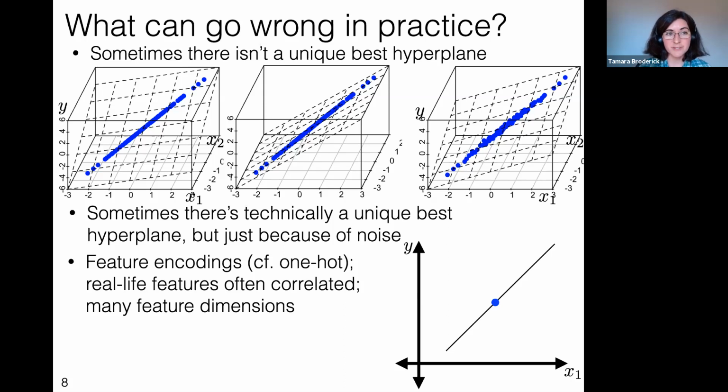If I had a 2-dimensional feature and I had 2 data points, there would be an infinity of hyperplanes that would go through those 2 data points. If I had 1,000 dimensions of features and 1,000 data points, there would still be an infinity of hyperplanes that go through those data points. So why would I have 1,000 features? Why would I have more than 1,000 features?